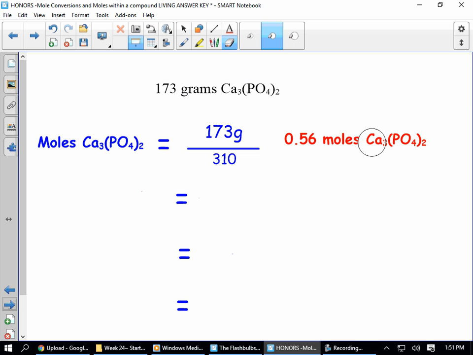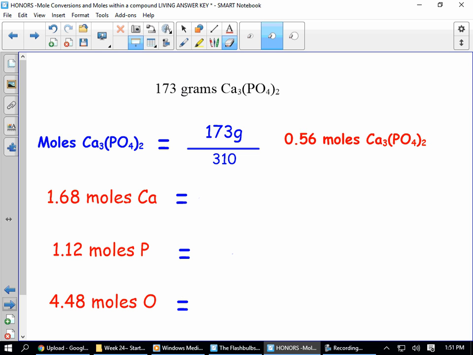Now I want to know how many moles of calcium, how many moles of phosphorus, and how many moles of oxygen come out of this sample of calcium phosphate. I do 3 times 0.56 to give me 1.68 moles of calcium. I do 2 times 0.56 to get me 1.12 moles of phosphorus. And I do 8 times 0.56, okay, to get me 4.48 moles of oxygen.